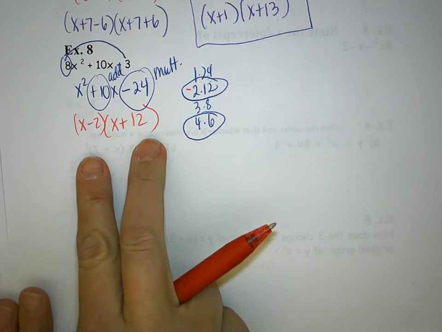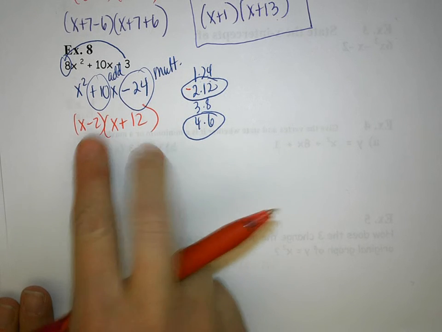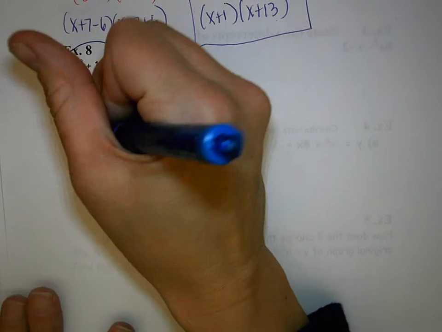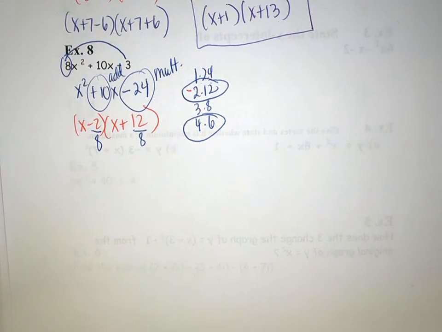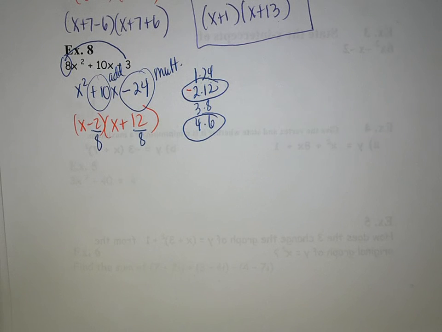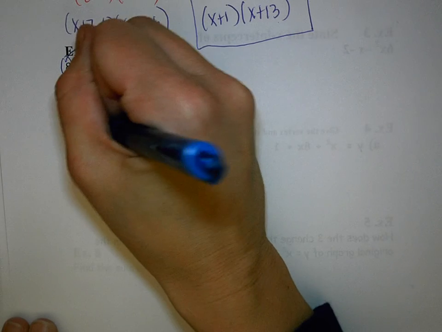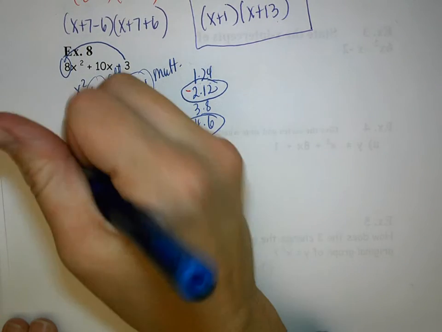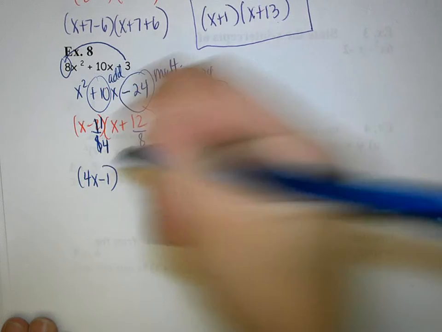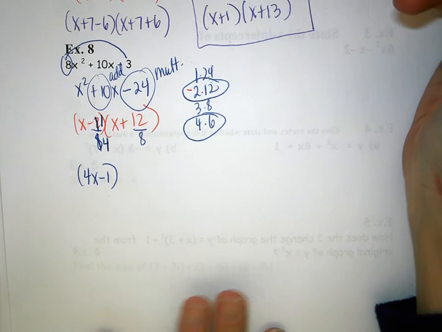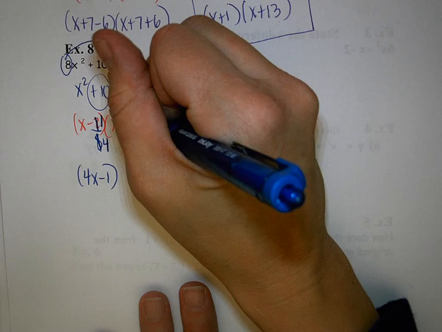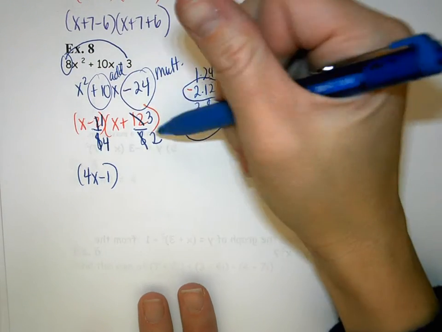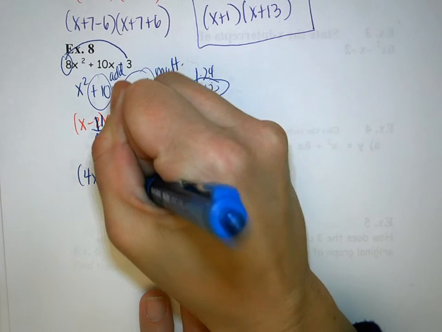Always double check yourself. Those do add to be 10, multiply to be negative 24. But since I went over by 8, I need to go under by 8. And you always need to reduce, right? 2 over 8 reduces to 1 over 4. Since I still have a bottom number, we bring our bottoms up, and that becomes 4x minus 1. 12 over 8, can I reduce that? You can reduce by 4. So 12 divided by 4 is 3, and 8 divided by 4 is 2. Again, I still have a bottom number, but I bring my bottom up, and I get 2x plus 3.